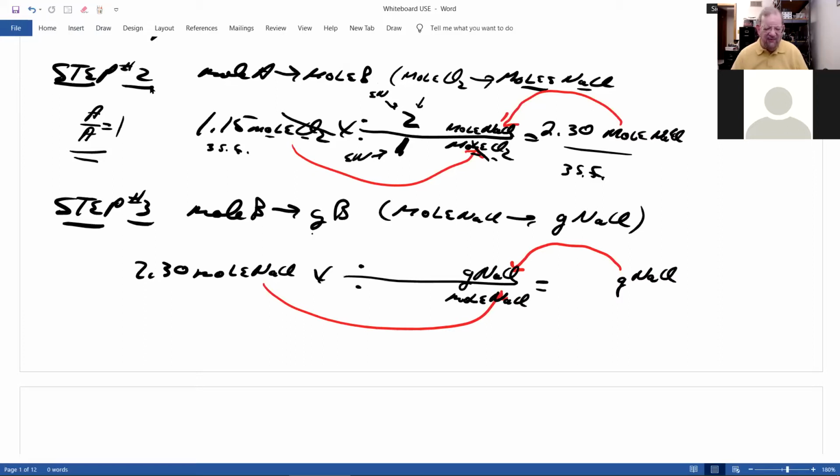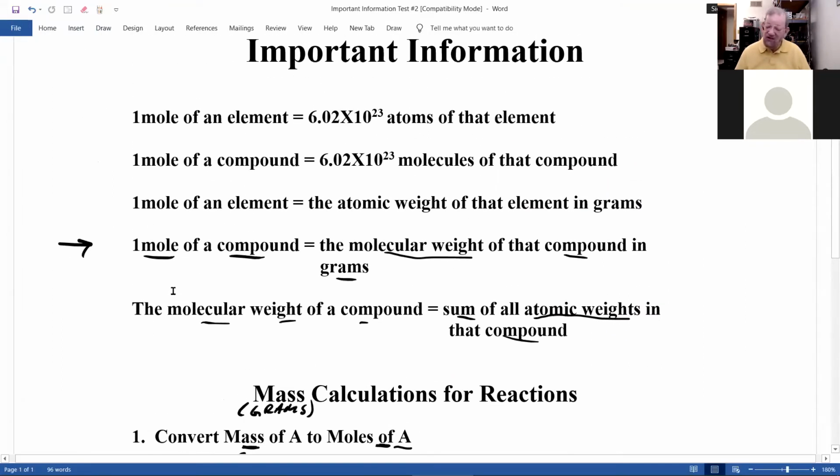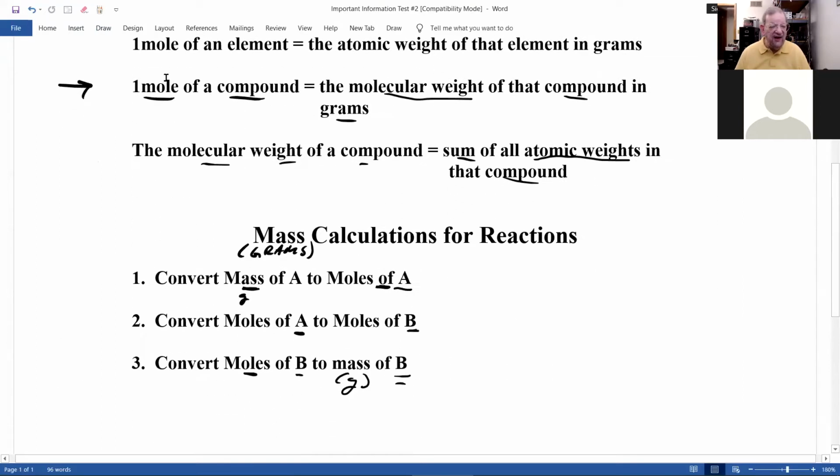And where do I get that relationship between a mole of a compound and its grams? I look at important information, test number 2, and it says 1 mole of a compound equals the molecular weight of that compound in grams, and the molecular weight of that compound is the sum of all atomic weights. So I need to figure out what's the molecular weight of sodium chloride. It's the sum of sodium and chlorine, all the atomic weights in that compound. So I better get to work.